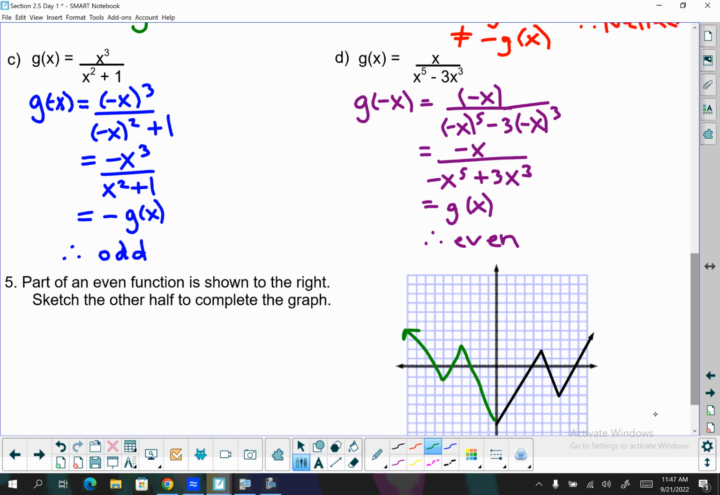Your first answer is odd, and your second one is even. What? Okay, I knew you were going to get it wrong. That's okay. Common mistakes. Did everybody get it to simplify to look like this? Negative x squared over x squared plus 1. Did you get that far?